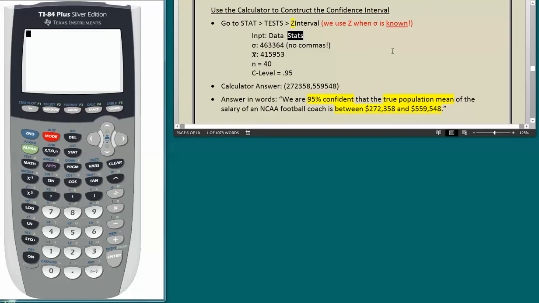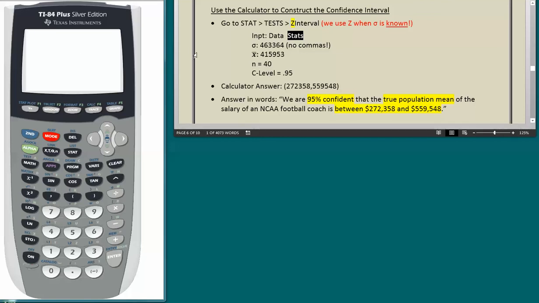So now we are going to use the calculator to construct the confidence interval for us. We're just going to follow these steps right here. The first thing says go to stat, tests, z interval. We use z when sigma is known. So we're finally getting to the punchline on this. What difference does it make whether sigma is known or unknown? The difference is when sigma is known, we use this calculator function called z interval. So I'm going to repeat that. When sigma is known, we use z.